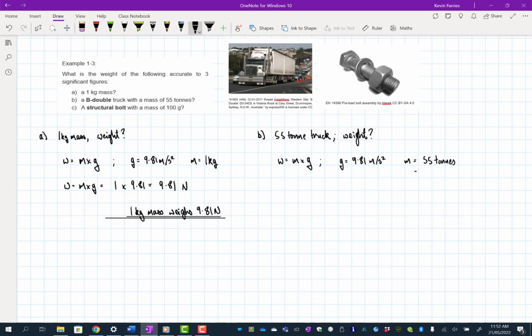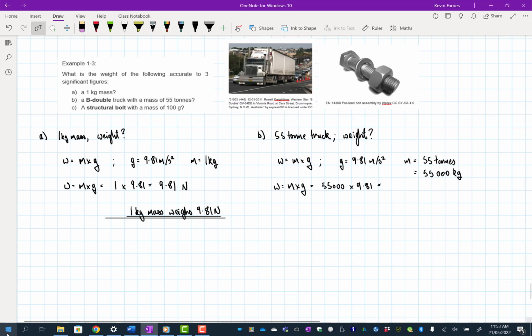But I'm thinking ahead, and I know for that equation I'm going to need kilograms, so I'm just going to change that to kilograms. 1 ton is 1,000 kilograms, 55 tons is 55,000 kilograms. Now we're good to go. So W equals M times G, which is equal to 55,000 times 9.81. Let's do the calcs on that.